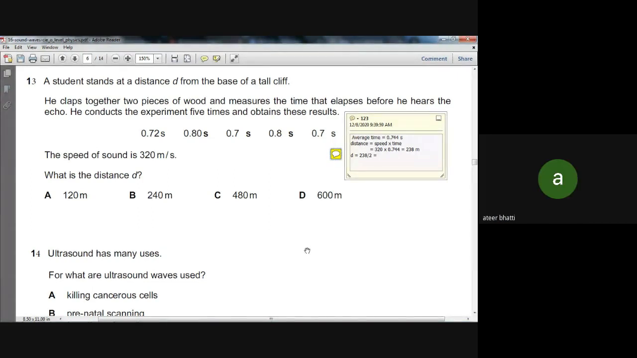120, sir. 240, and the closest value. Therefore A will be the answer. So 238 divided by 2 will be approximately 120.